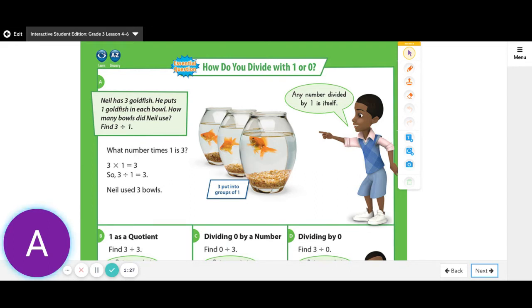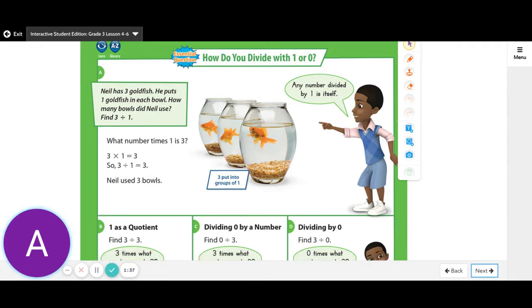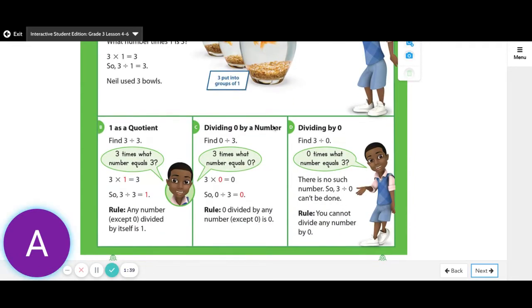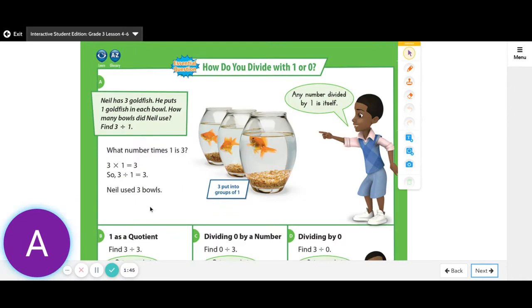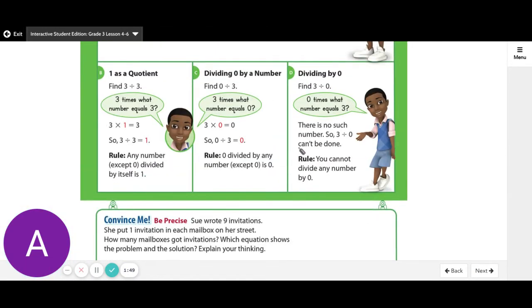Neil used 3 bowls. Any number divided by 1 is just itself, just like any number times 1 is itself. So 3 times 1 is 3. So 3 divided by 1 is also 3. 1 as a quotient, or an answer. 3 divided by 3. I know 3 times 1 is 3. So 3 divided by 3 is 1. So one of our rules is any number except 0 divided by itself is 1.